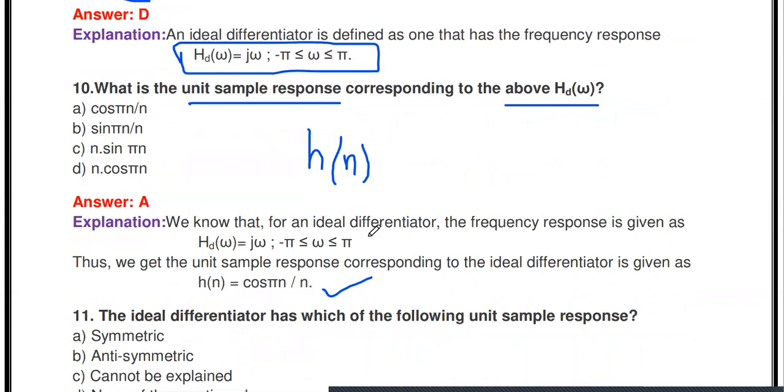For H_d(ω) equal to jω over the frequency from minus π to π, if we take the inverse Fourier transform, we get h(n) equal to cos(πn) divided by n. So just remember the unit sample response of the ideal differentiator: cos(πn)/n. The frequency response is jω, and the unit sample response is cos(πn)/n. This is the time domain representation, and that is the frequency domain representation.